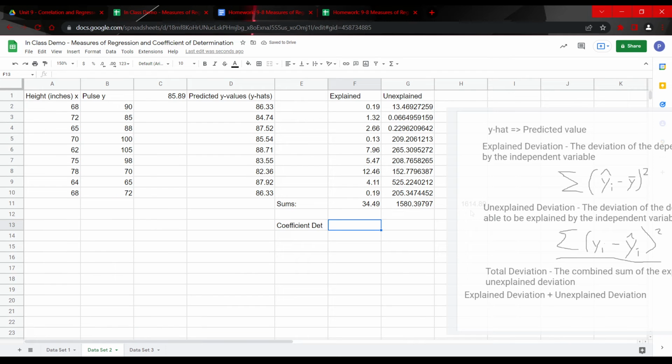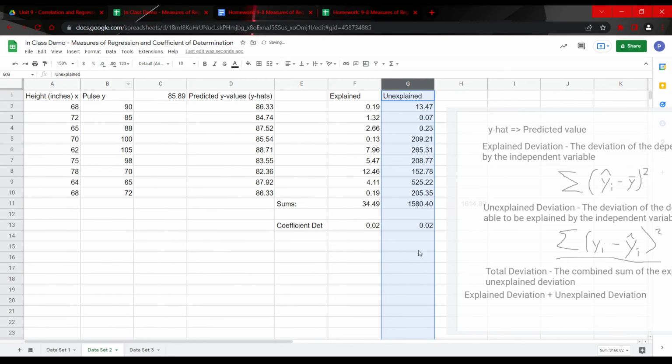I can do the division, explained over total, or I can just do equals CORREL of BBAA squared, which is pretty much about the same number. In fact, if I make this the same amount of decimal points, it is the same number.